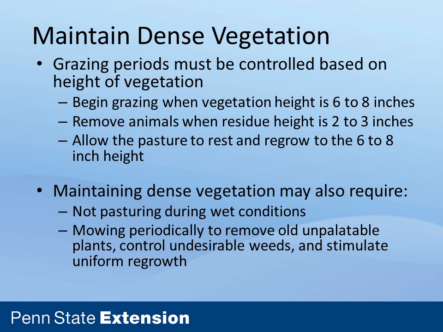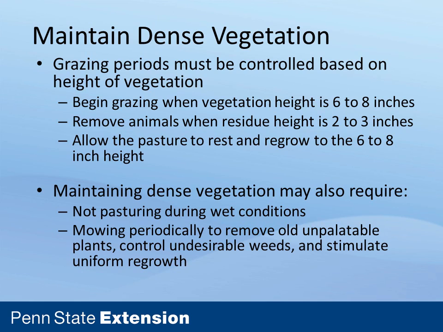The second component of effective pasture management is maintaining dense vegetation. This is done by controlling animal access, as opposed to allowing the animals to have continuous unrestricted access to the pasture areas. And this control means that we're putting them in at a certain time and then removing them and leaving them off of that area for a period of time. And it's all centered around the height of the vegetation.